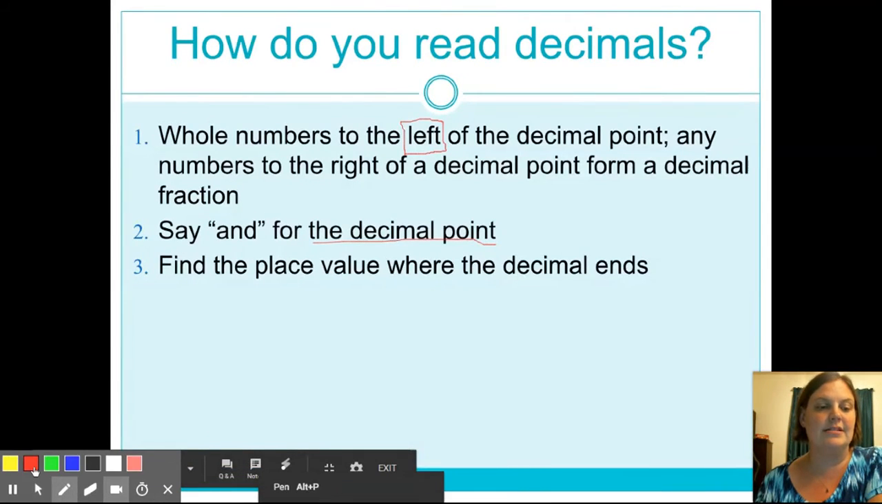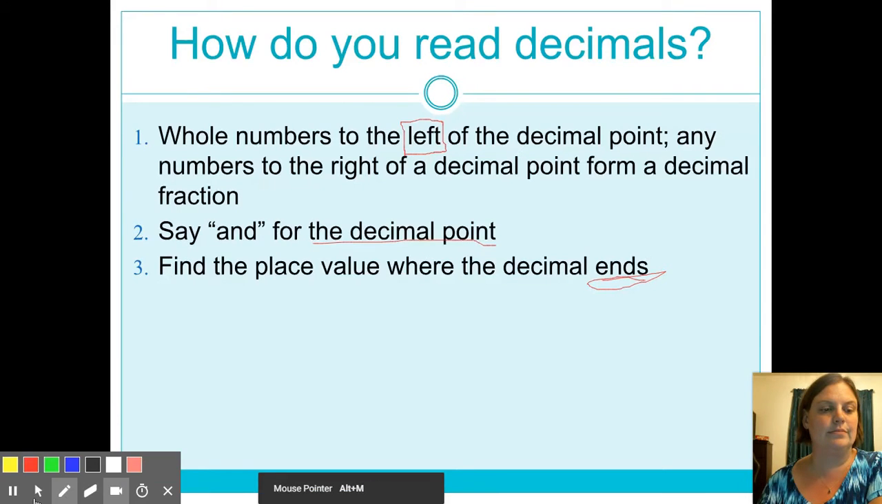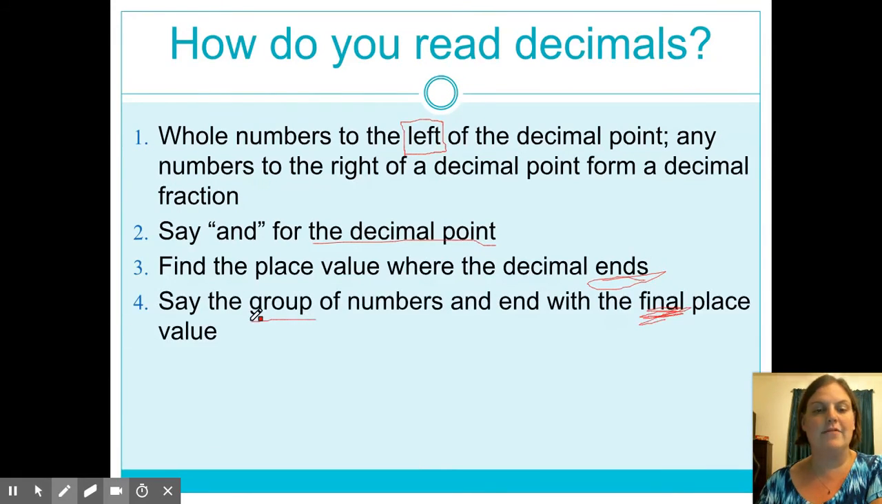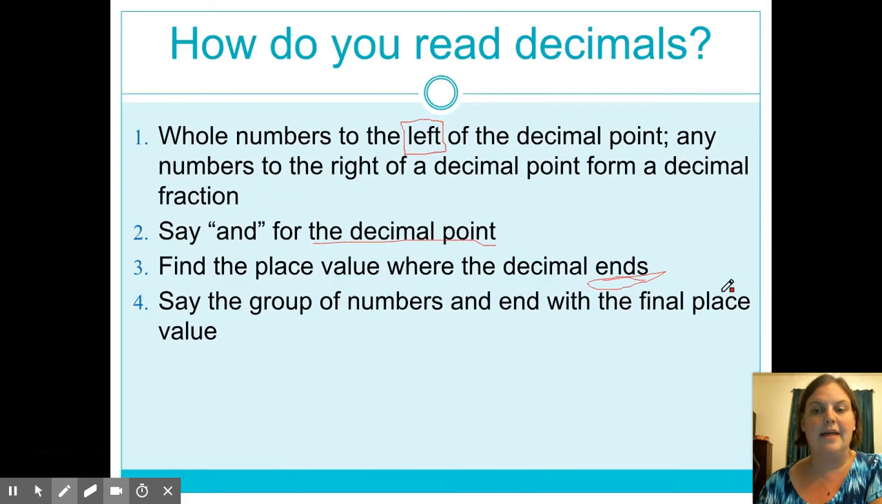This is a little tricky for students, but I promise with some practice, it will become easier. We say the group of numbers and end with the final place value. The final one is really important because it is how we talk about the fraction. So we say the group of numbers and end with the final place value. So I'm going to show you what we mean by that.